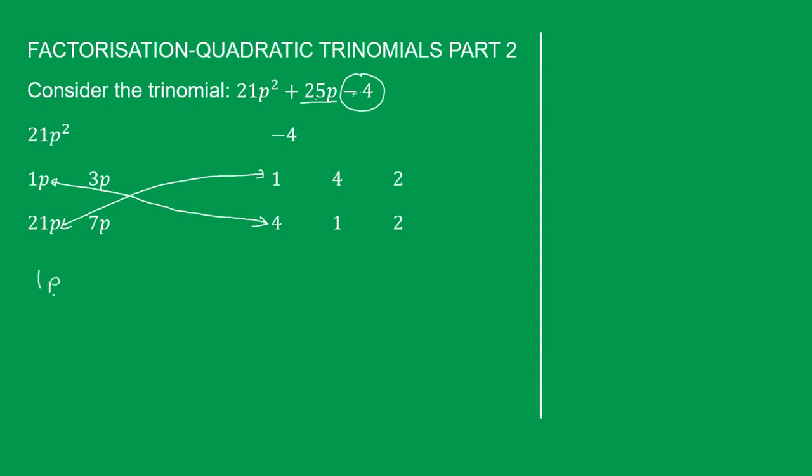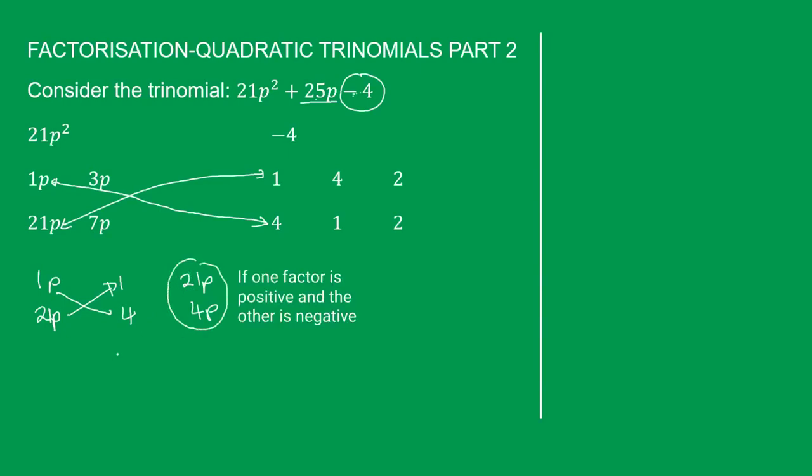So now we cross multiply like this. So 1p, then 21p, 1, 4. If you cross multiply, 21p times 1, that is 21p. 1p times 4, that is 4p. One factor must be negative. If you check here, this combination cannot give us 25p. So you do the trial and error till you get the right combination. Let's try the next one, the one that is going to give us the correct combination.